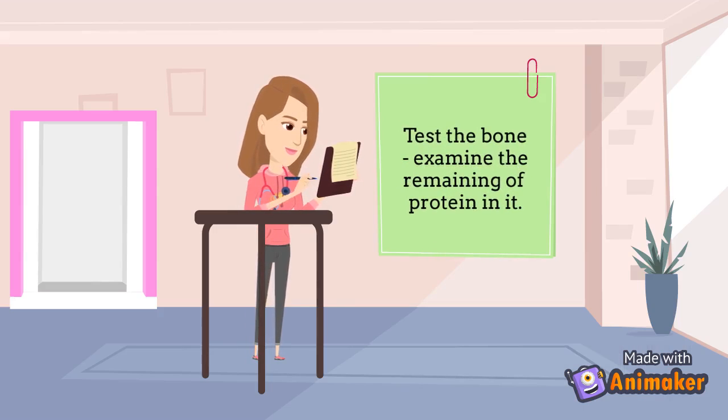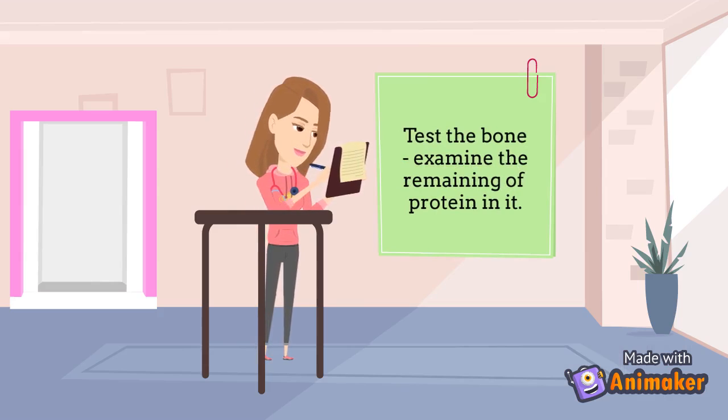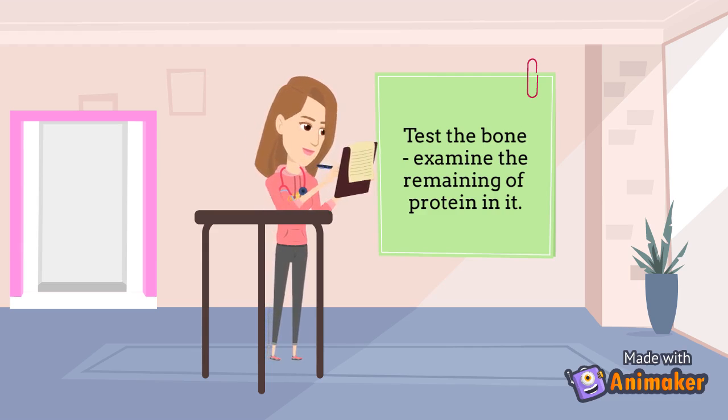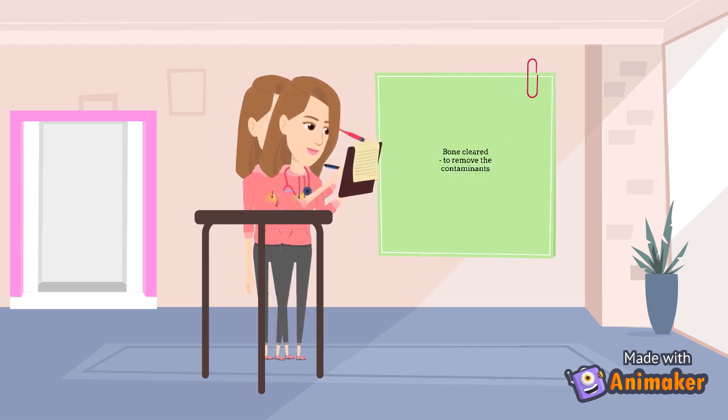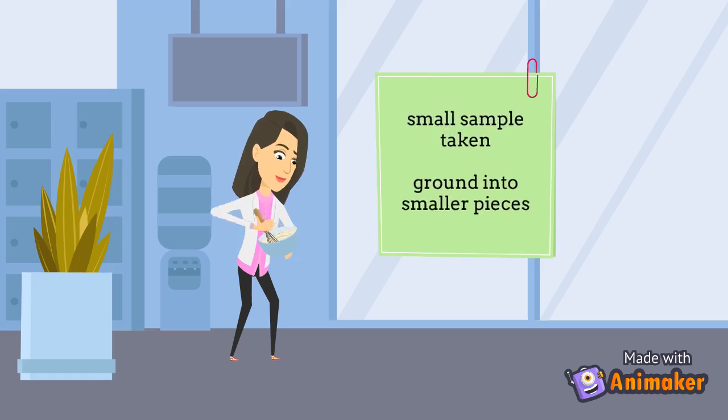After the excavation of the fossil, the lab will test the bone to see how much protein remains in it, because it's the protein fraction of the bone that they actually date. Once they know there is sufficient protein remaining, the surface of the bone must be cleaned so that contaminants like dirt, charcoal, or in some cases glue, that the archaeologists used to mend the bone fragments, are removed. A small sample of the cleaned bone is taken and ground up into smaller pieces to speed up the chemical reaction for the next stage.